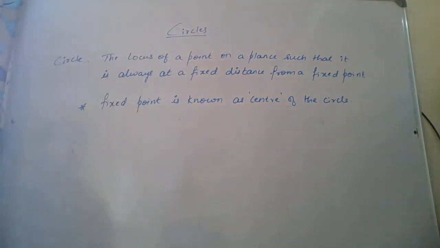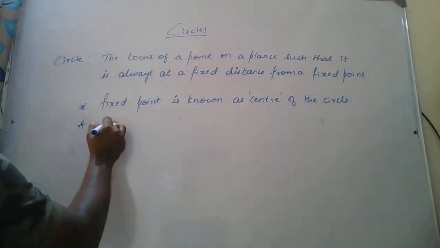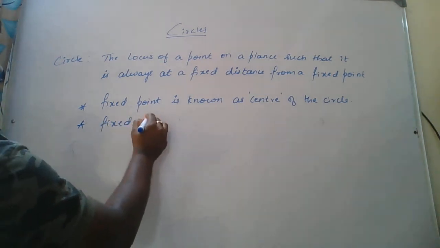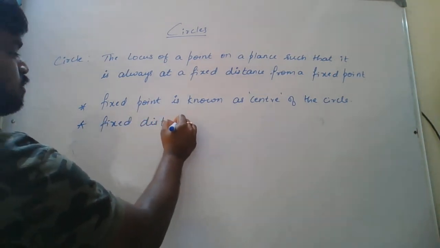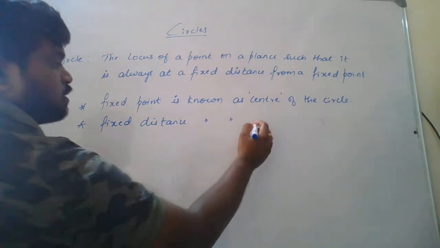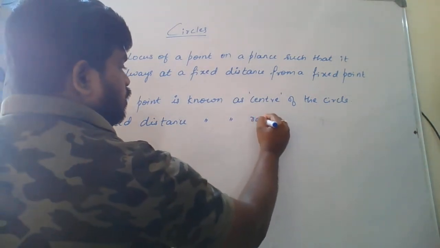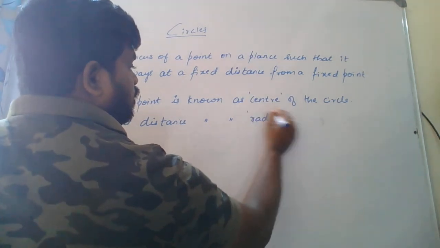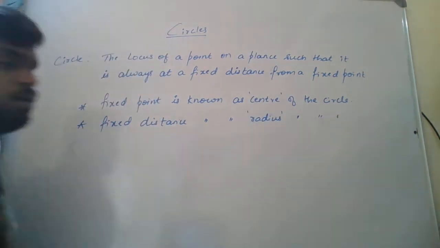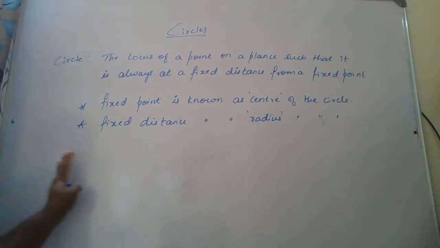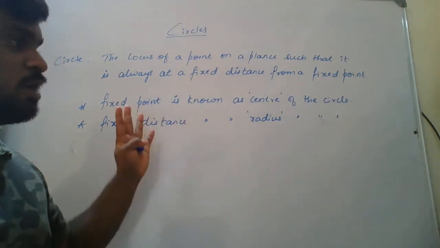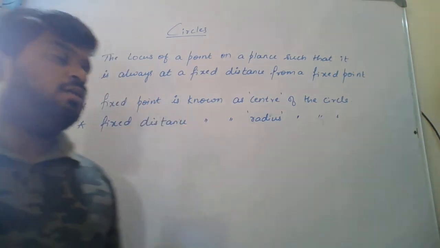and the fixed distance is known as radius of the circle. Okay, so this is well known. If you give this definition, it will be good.